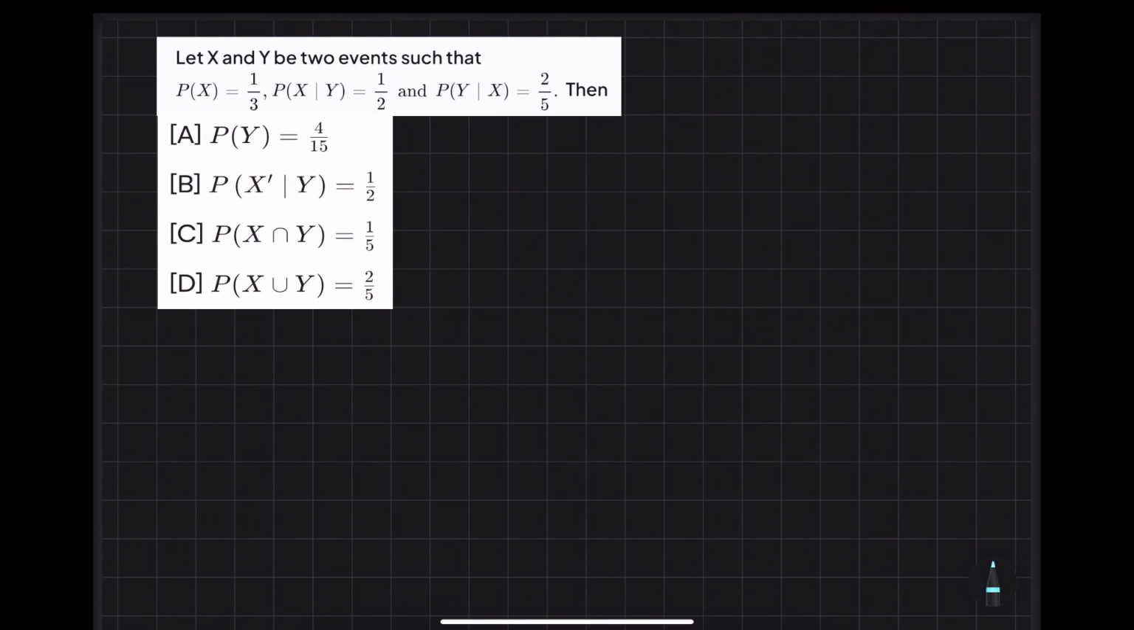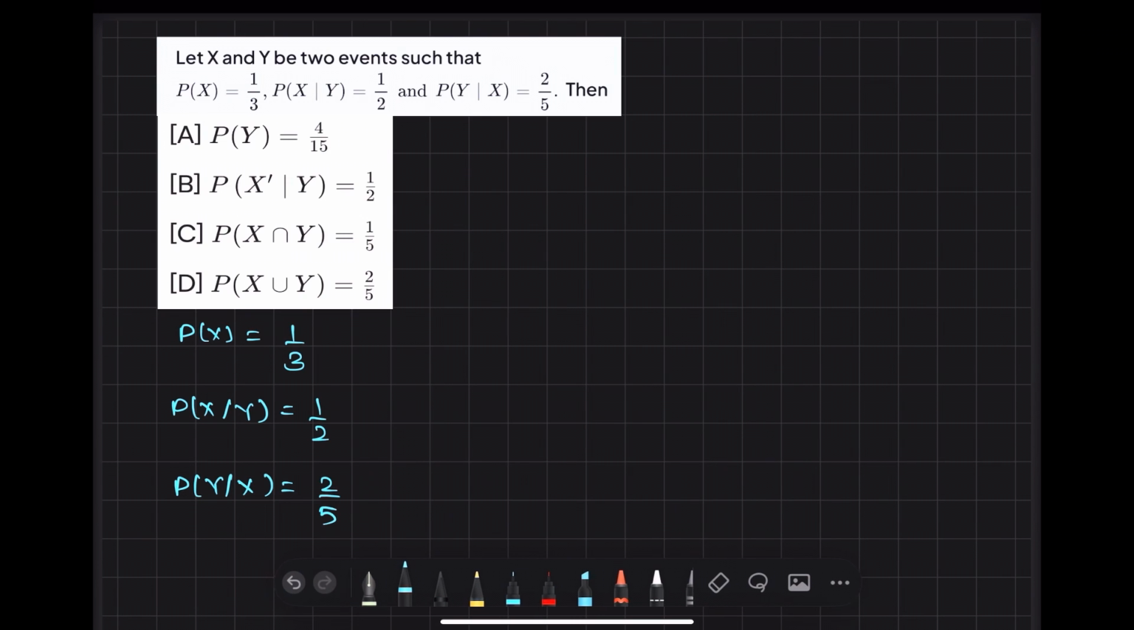So, we got a wholesome new problem which says: let X and Y be two events such that, let's write down these things, P of X is 1 by 3, P of X given Y is 1 by 2, and P of Y given X is 2 by 5, and then we have to find out these entities. So look at this, how we will respond.